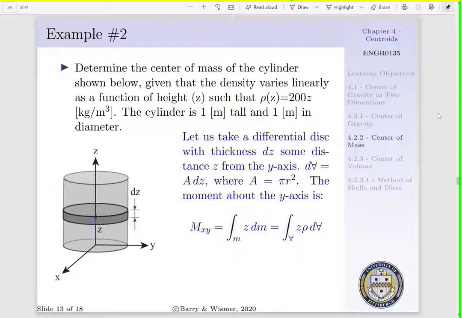Therefore, our moment about our y axis, M sub xy, is given as an integral with respect to m of z dm, which is equal to the integral with respect to volume of z rho dV. For our differential mass is simply equal to our density times our differential volume. This is going to be equal to the integral from 0 to 1 of z times the quantity 200z, which represents rho, and our differential volume is simply pi r squared dz.